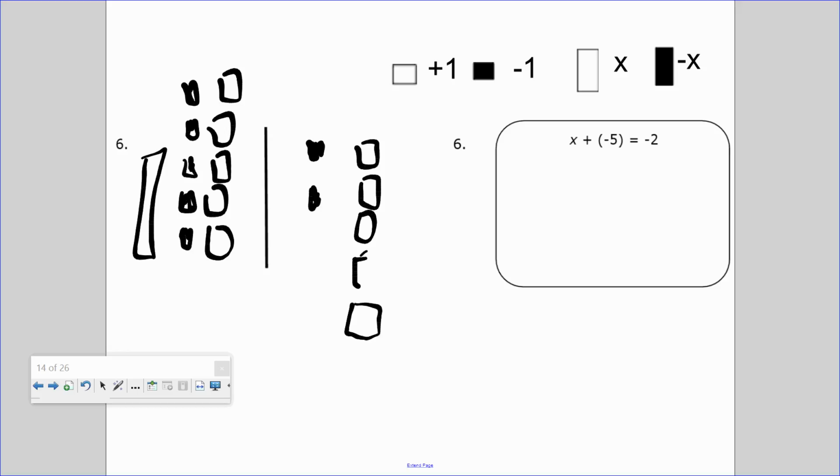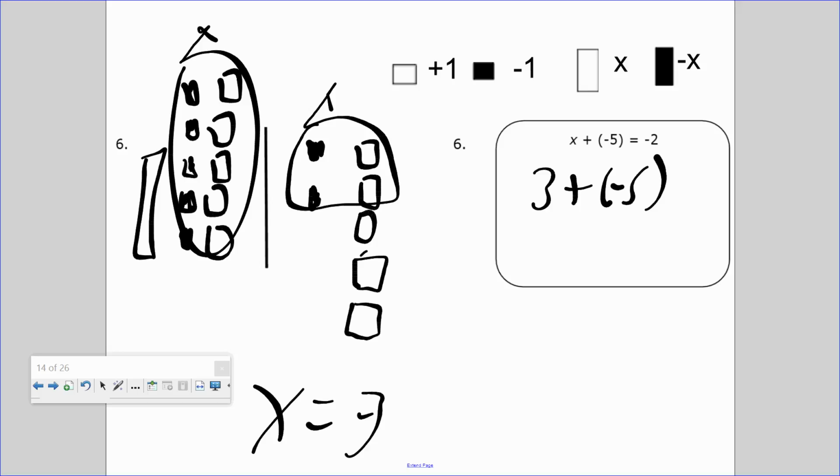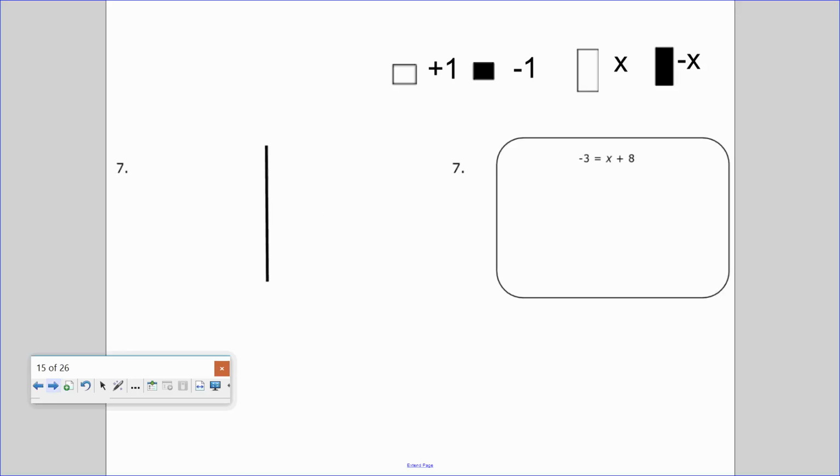Do you have any zero pairs? All of these are zero pairs. These are zero pairs. So what do you have left? x equals 3. Let's check our work. 3 plus negative 5 adds up to negative 2. Check mark. Number 7, our last example, we have negative 3.